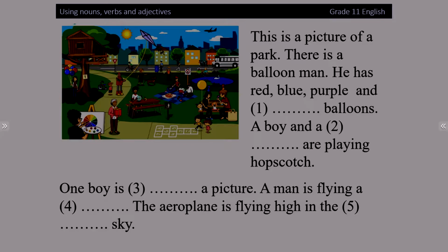Take your time to read the paragraph, children, or read with me. This is a picture of a park. There is a balloon man. He has red, blue, purple, and blank balloons. A boy and a blank are playing hopscotch. One boy is blank a picture. A man is flying a blank. The aeroplane is flying high in the blank sky.